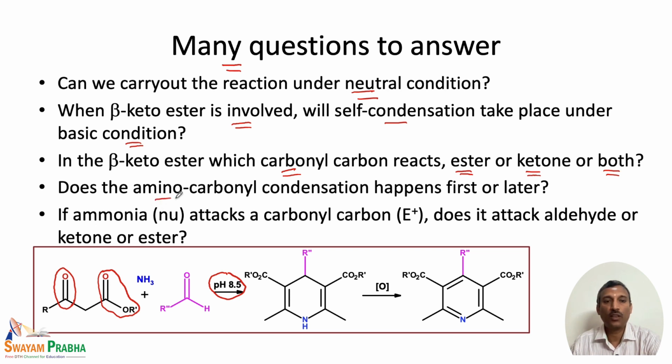And does the amino carbonyl condensation happen first or last, because these are all individual units. So, these 3 units combine together to give the cyclic system. Whether the nitrogen reaction occurs first or last, again we have to find out. And if ammonia, which is a nucleophilic species, attacks the carbonyl carbon, which is the electrophile, does it attack the aldehyde or the ketone or the ester? Because we have 3 carbonyl units present in this particular system. So, this being a nucleophile, does it attack the aldehyde, or the ester, or the ketone carbonyl? So, we have different questions to answer, and let us see how this reaction actually proceeds.